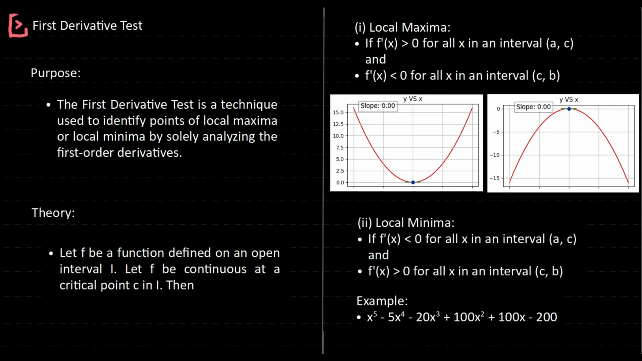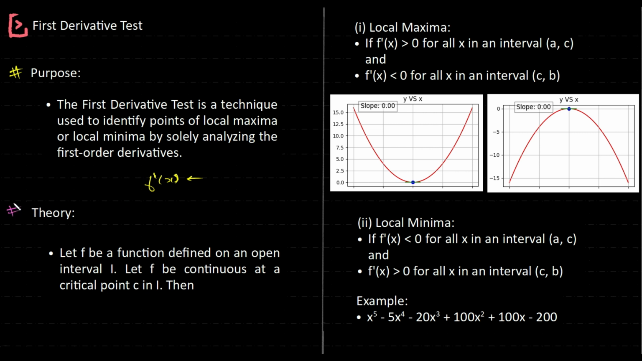After learning about all of those terminologies, the next obvious question should be, how do you find them? One of the ways is your first derivative test. As the name indicates, it has to do with derivative, differentiation. The first derivative test is a technique used to identify points of local maxima and local minima by solely analyzing the first order derivative. That is, you differentiate it first and look into this to understand the extreme points. How you do it is something that we're going to see in this video.